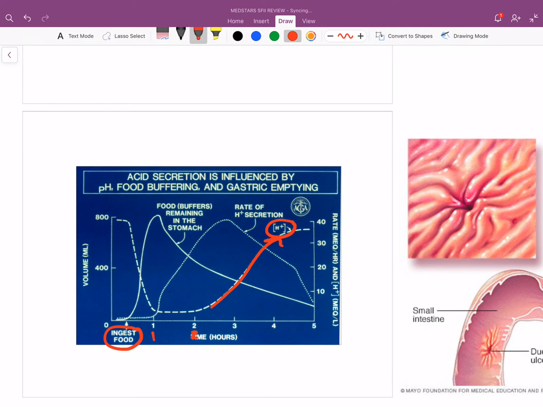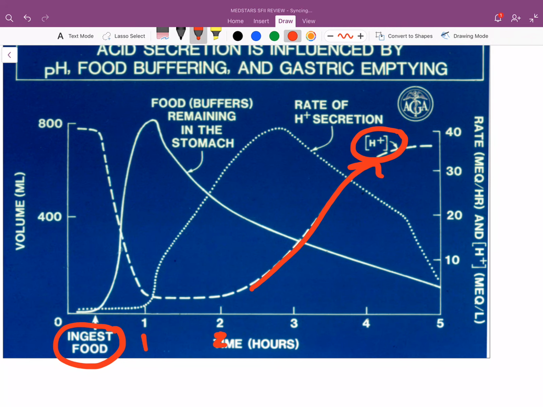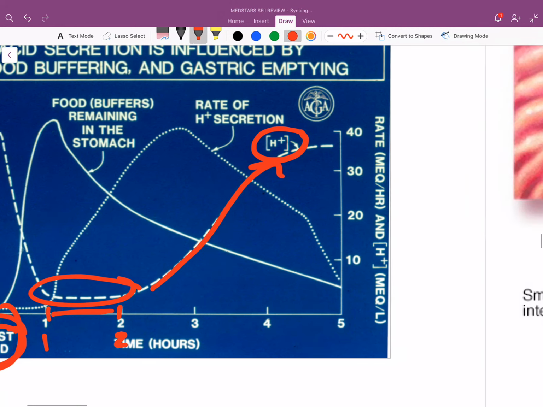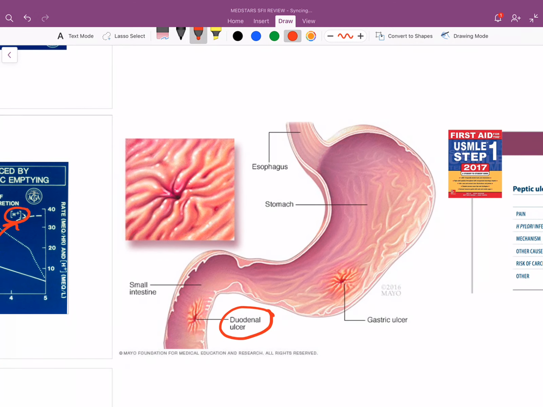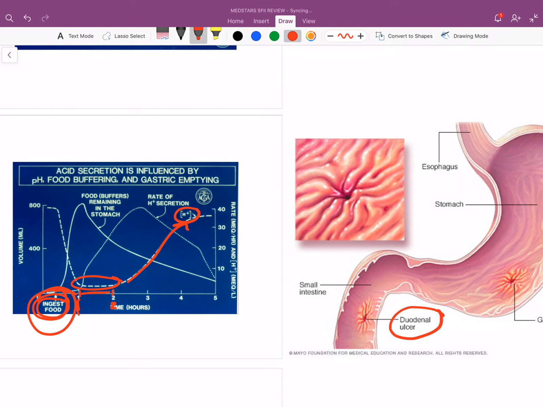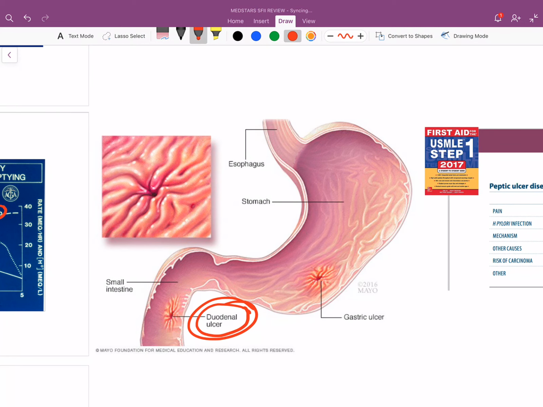And you have a low pH in your stomach. So keep that in mind. After you eat food, that 1 to 2 hour span is when you have the lowest hydrogen ion concentration in your stomach. So someone who's suffering from peptic ulcers, people who suffer from duodenal ulcers tend to eat meals all the time, because these people get relief from eating. Why? Because 1 to 2 hours after you eat food, you have the lowest amount of hydrogen ion, of acid. So people with duodenal ulcers get pain relief from eating.